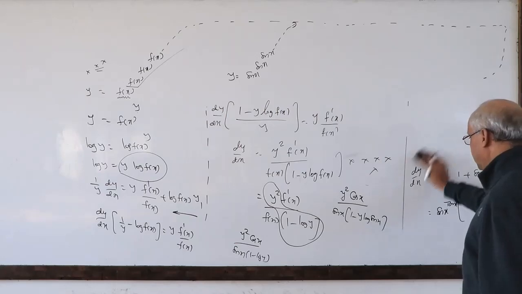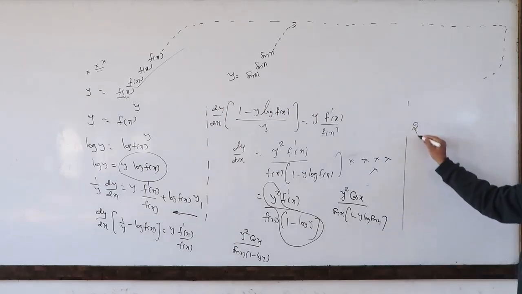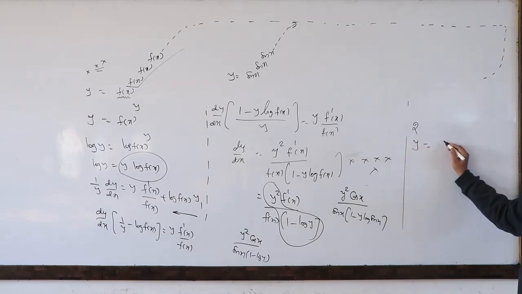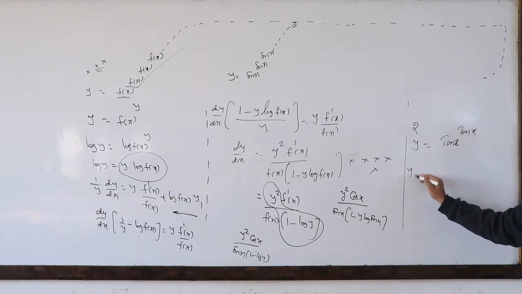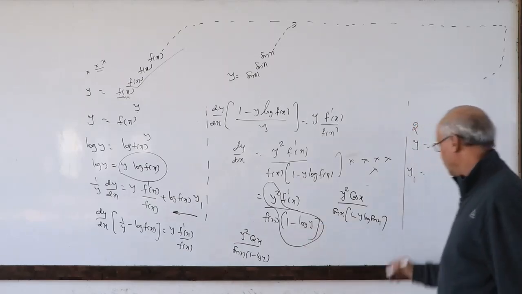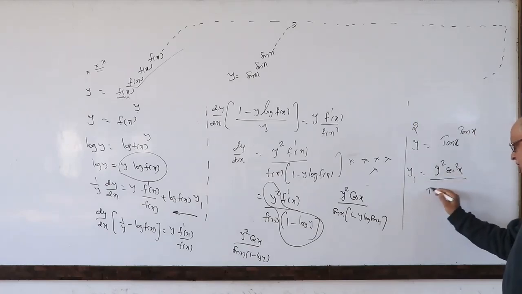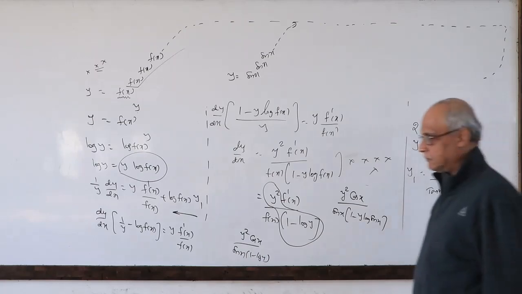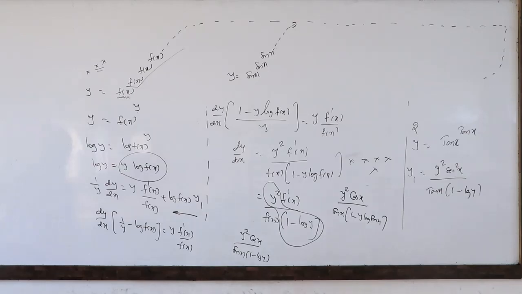Second problem I will write here. Suppose y is equal to tan x power tan x power tan x, and so on. What is the answer? I write the second answer: y square secant square x by tan x into 1 minus log y. The answer is finished. That is the reason the second answer is very useful.